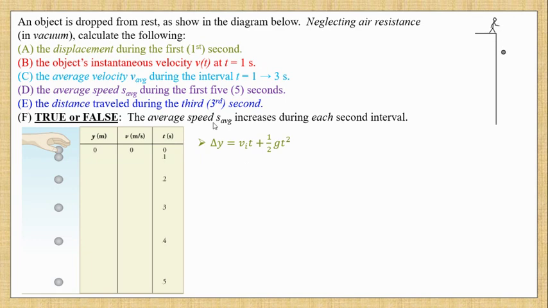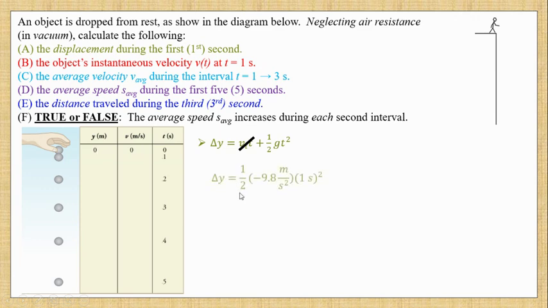To find the displacement during the first second, you have to go from 0 seconds to 1 second. So here in my work, I have my delta y is equal to v_i t plus 1/2 g t squared. I'm going to cross v_i out because I'm going from time equal to 0 to just 1 second. If I start at time equal to 0, it suggests that v_i is 0 here in the chart, and also my initial position is 0 as given.